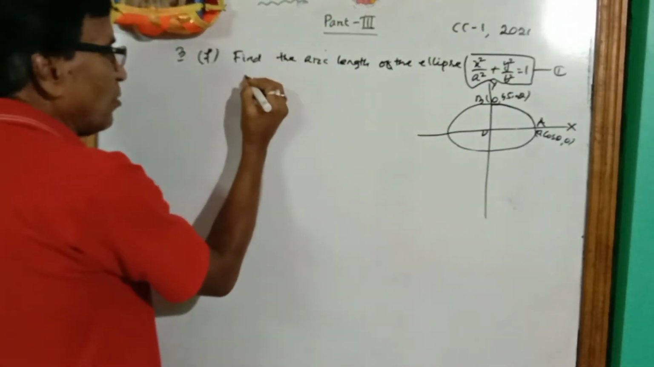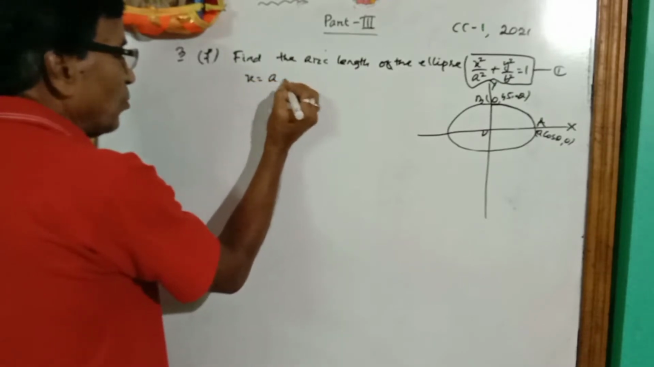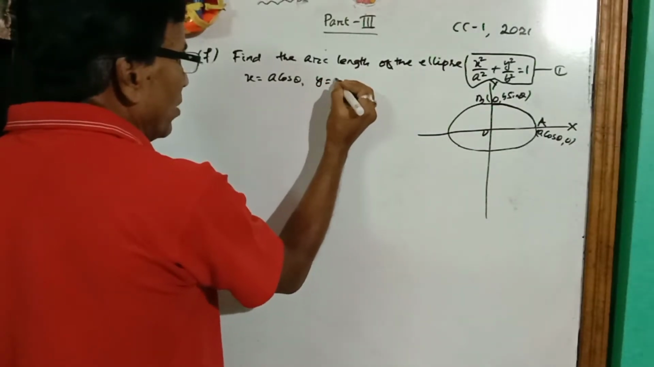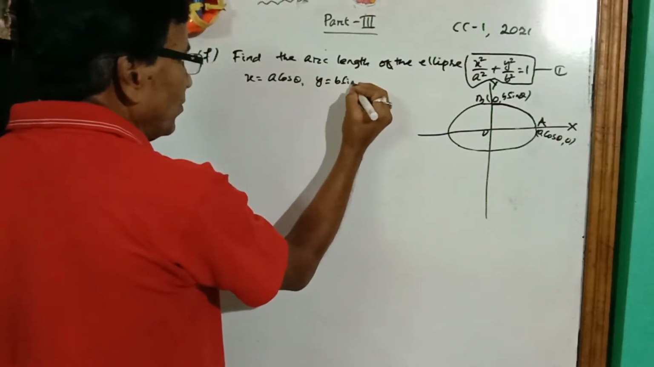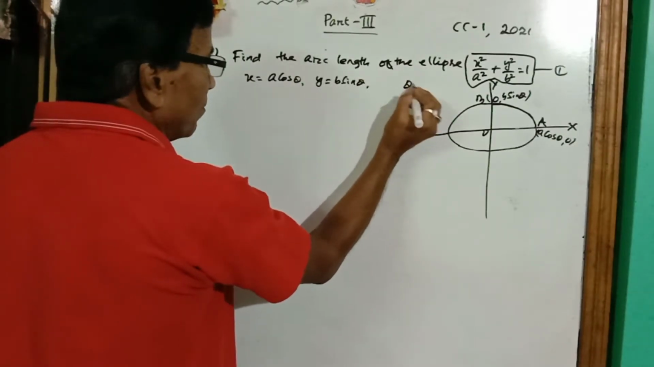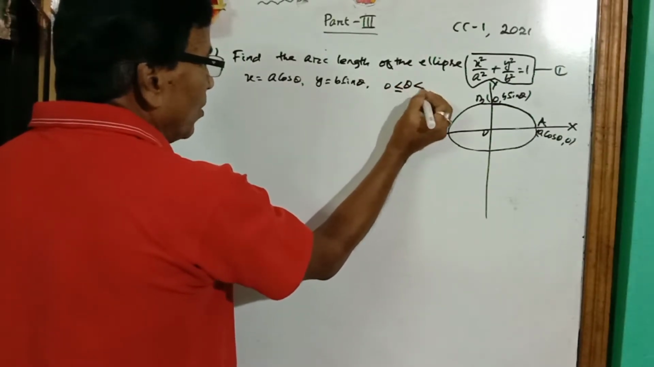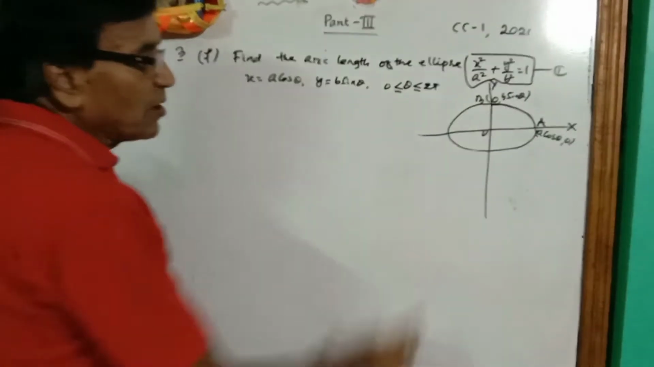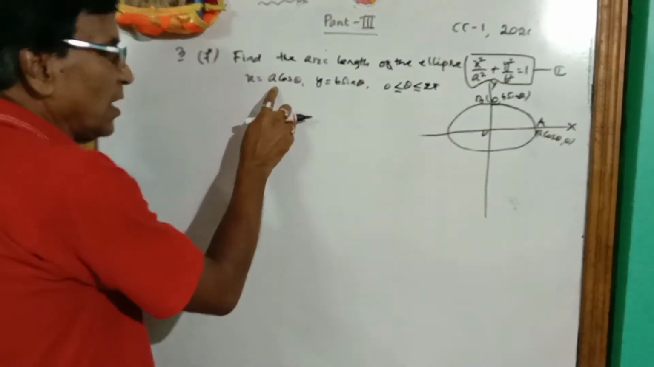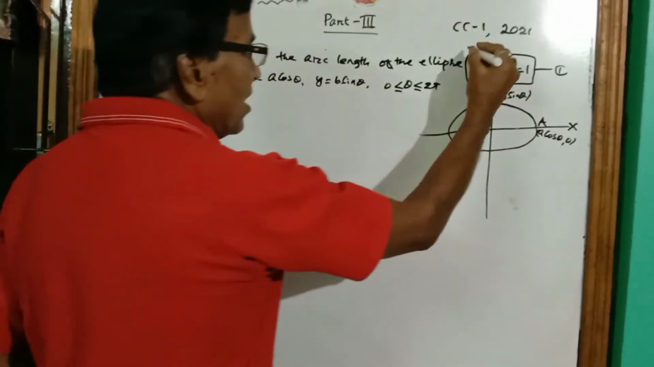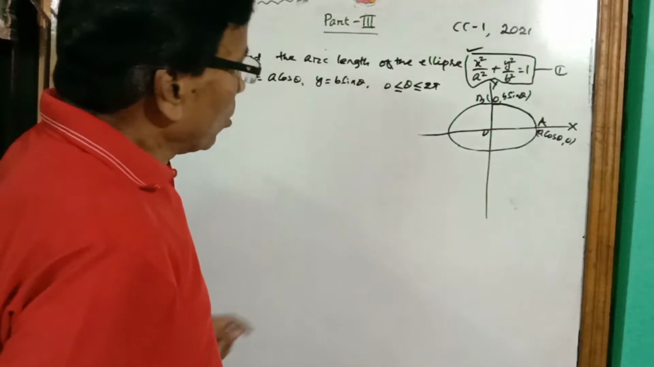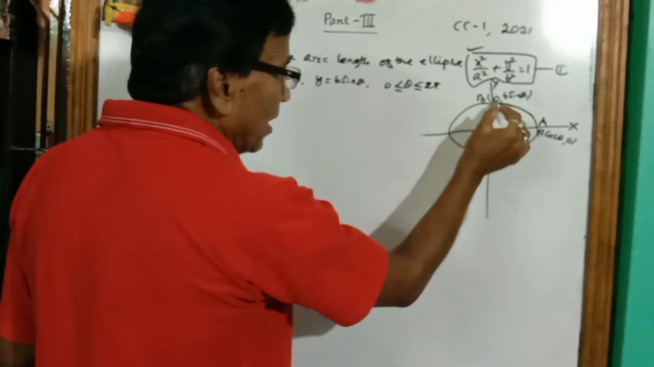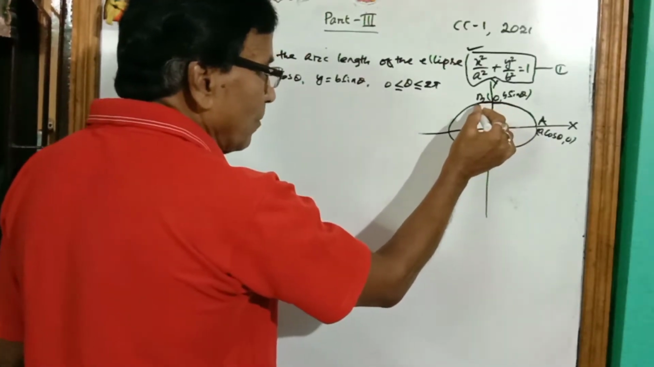The parametric equation of the ellipse is x is equal to a cos theta, y is equal to b sin theta, where theta varies from 0 to 2 pi. This is the parametric equation of the ellipse because the coordinates a cos theta, b sin theta satisfy this equation. So we have to find out the whole arc length of the ellipse.